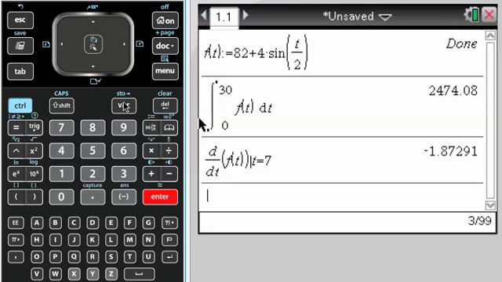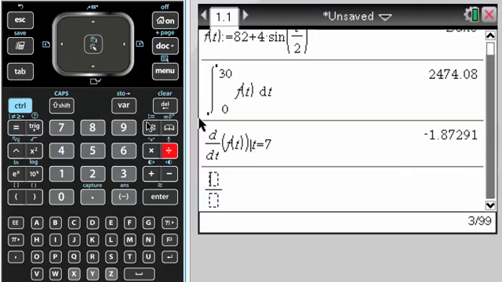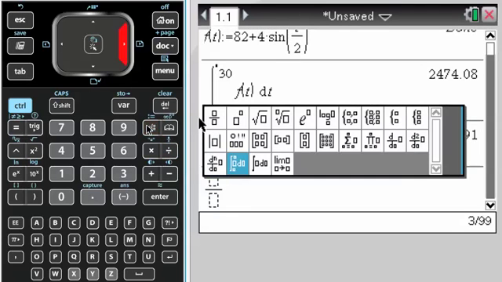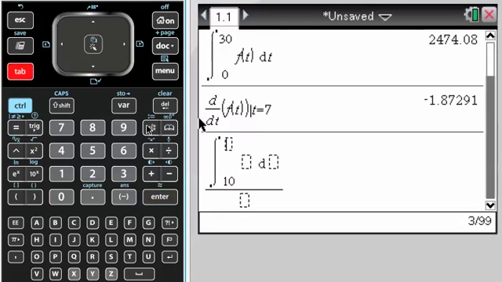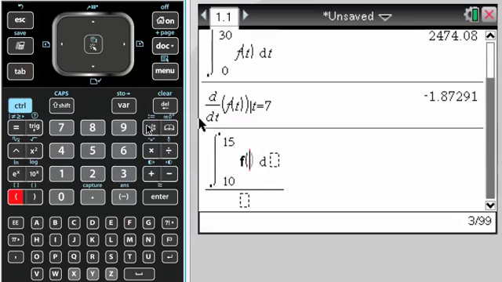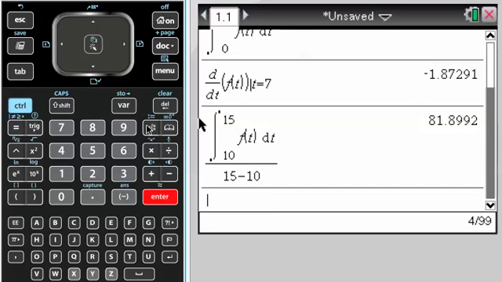Average value of the traffic flow. So remember, the function is the traffic flow. Average value of that is going to be a fraction. I'm going to take the integral from 10 to 15 of the function f of t, over 15 minus 10. And get a decimal. So 81.899, and then the units for that are cars per minute, because average value of a function has the same units as the function itself, which makes sense if you think about it for a second.